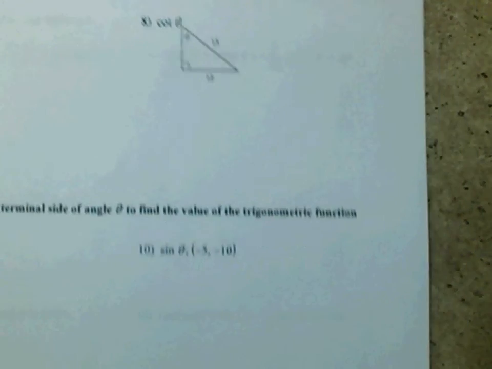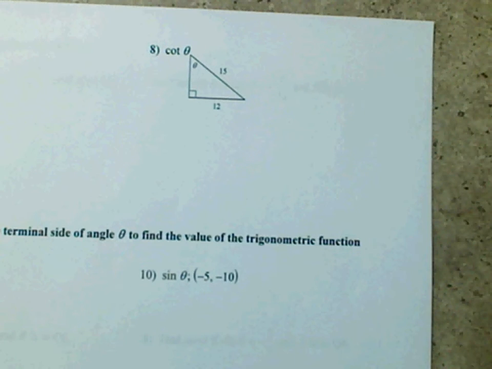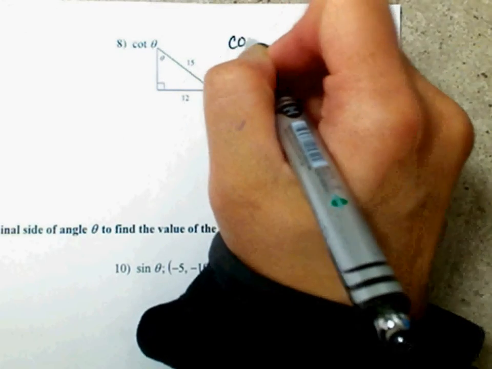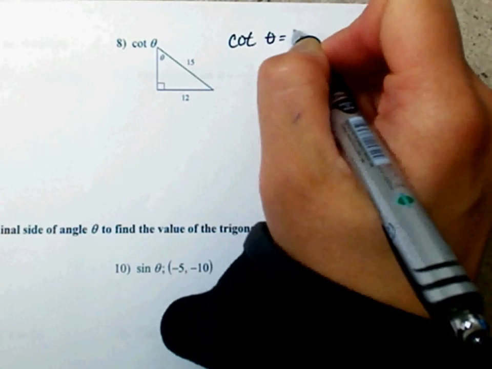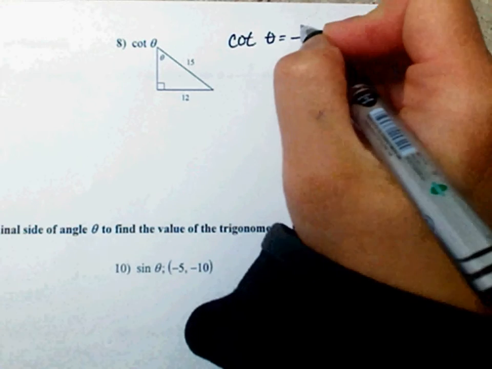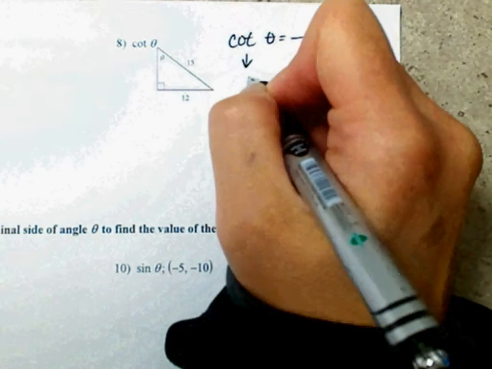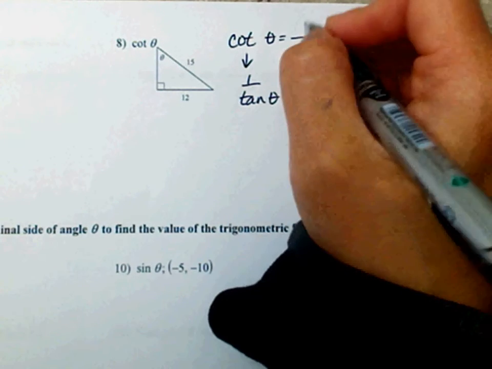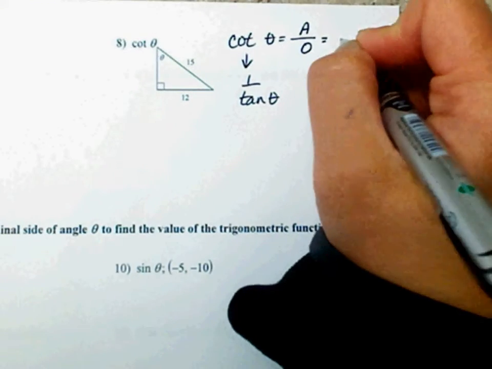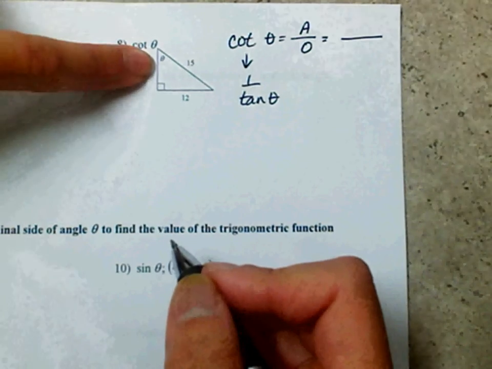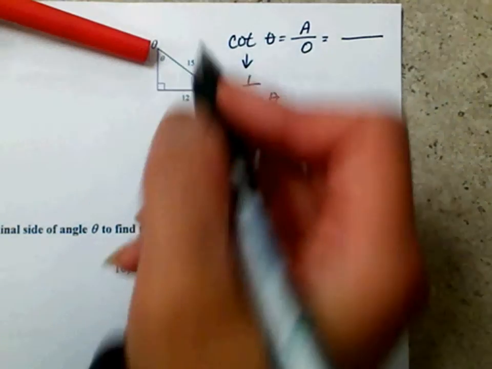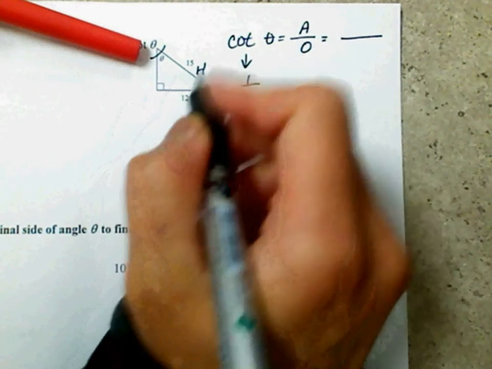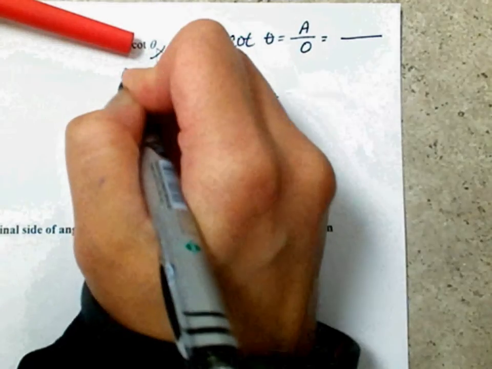Number 8. We are still looking for trig ratios. Okay. On number 8, you have cotangent theta. Cotangent is the reciprocal, it is 1 over tangent theta. And tangent theta is opposite over your adjacent. So this is going to be adjacent over your opposite. Okay? Angle of reference right here. So 90 degrees, hypotenuse. Across from that angle, opposite, and here is your adjacent.